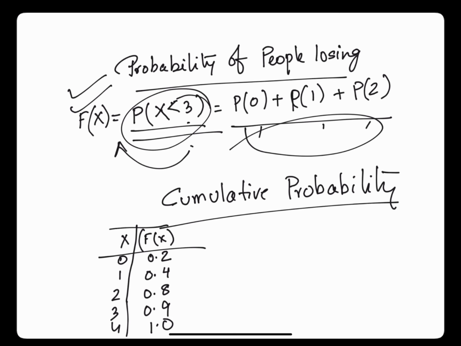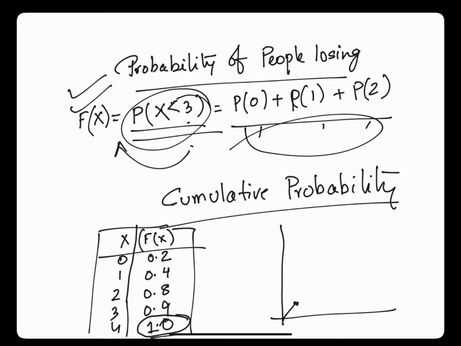So if we try to put it in a table, it should look like this, and the overall cumulative probability should have the value of 1. And if we want to plot it, the plot should look something like this. It should increase with each trial because we are actually adding it up, we are accumulating the value. So this is called a cumulative distribution function.